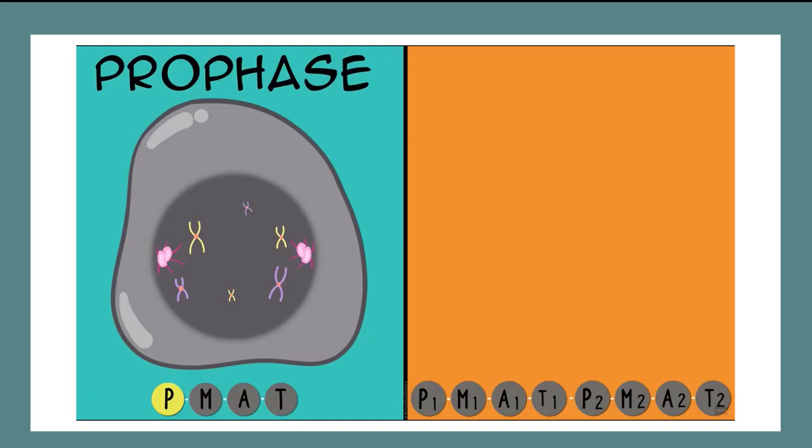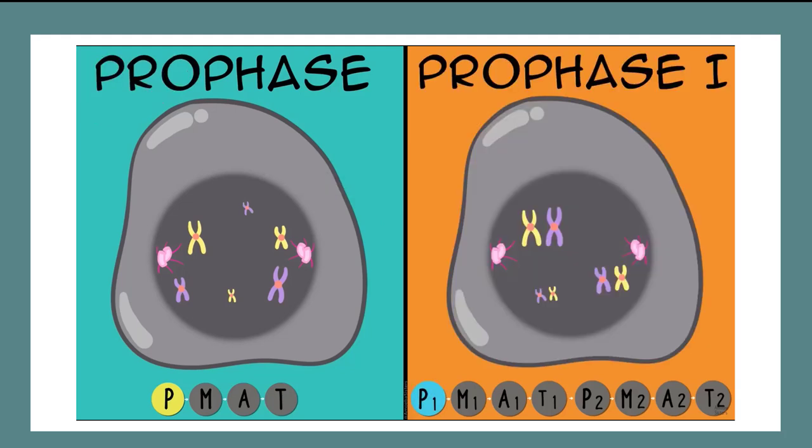Prophase in mitosis. Remember that pro can mean before, and this stage comes before the others. The chromosomes are visible if we say they're condensing, which means they are thickening. Prophase 1 in meiosis.